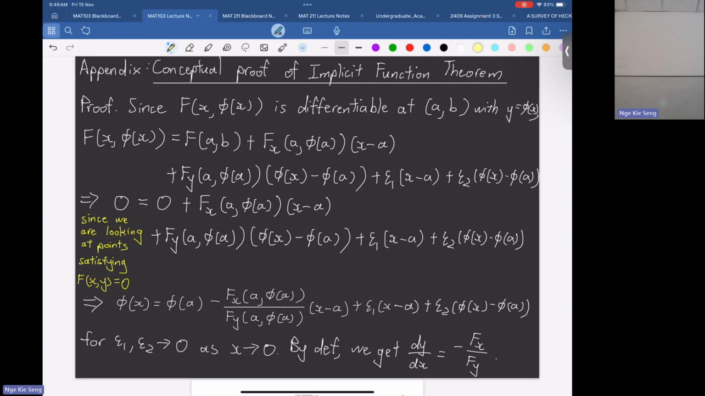So f(x, y) is equal to what? f(a, b), this is where we extend, where we draw the tangent plane, plus the contribution from fx and fy, those two components, plus epsilon 1 and epsilon 2. And then epsilon 1 and epsilon 2 depend on how far you move away from (a, b). That's why we take the difference.